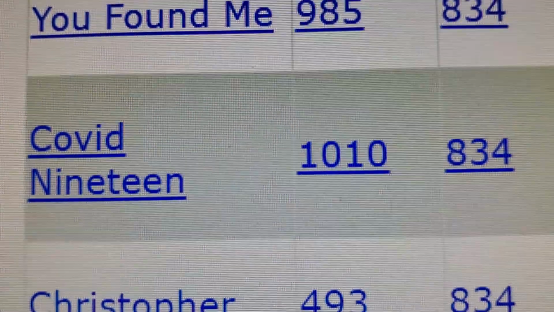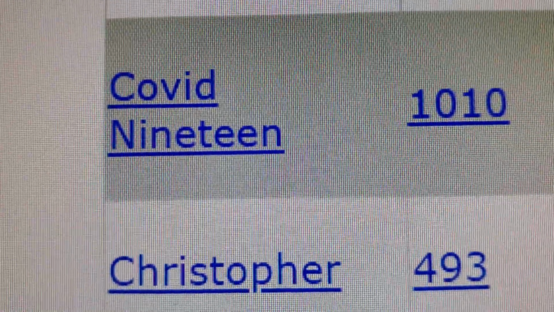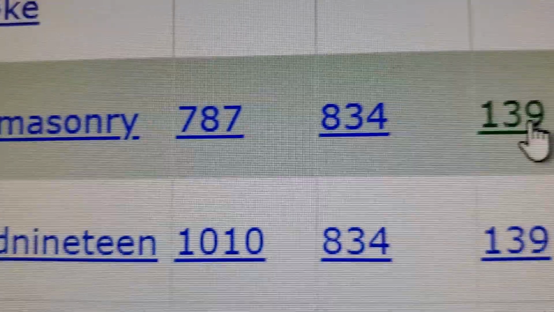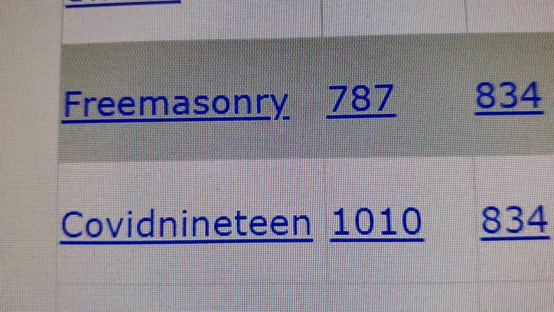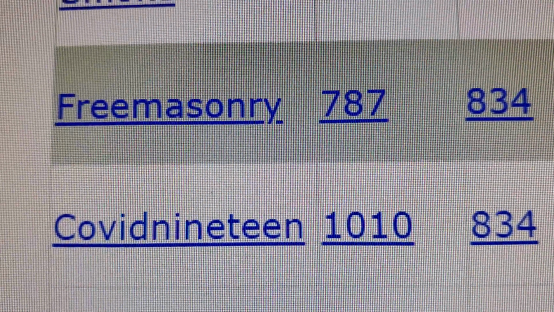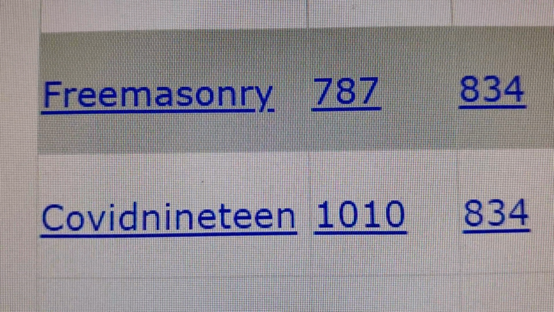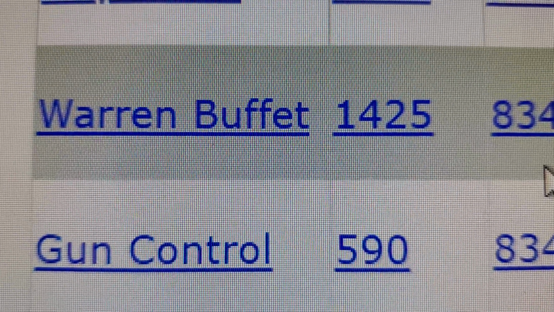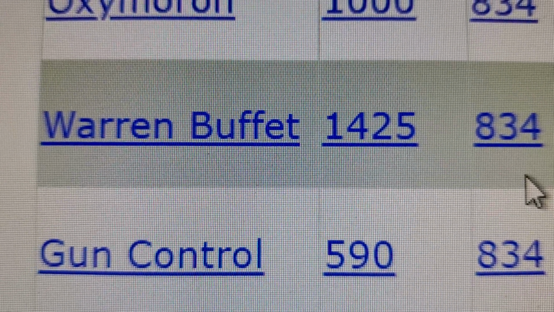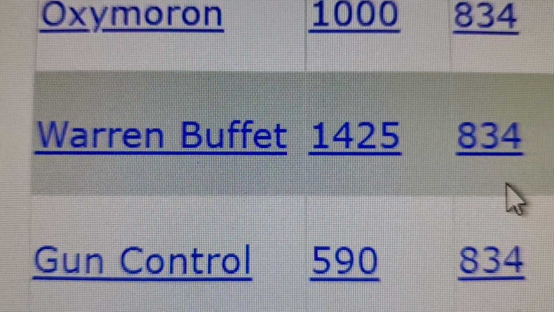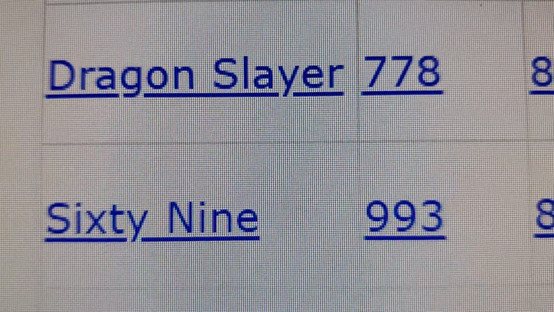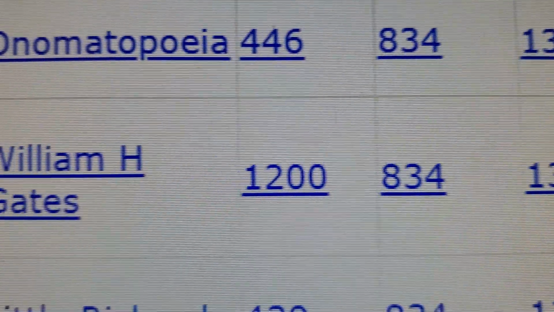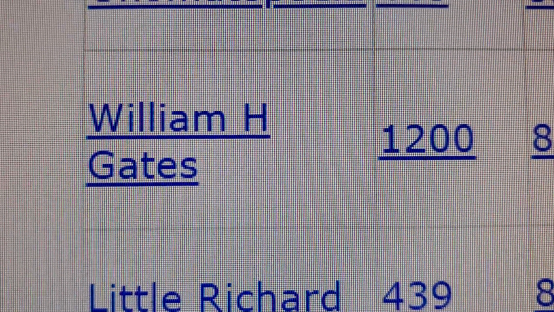So you've got the COVID-19, so that's the simple. So these are the simple gematria equivalents. You have Freemasonry and COVID-19 are both 139. So that's population. That's under the word population. They have it written up here too. You have Warren Buffett, and I'll tell you this goes deep, but we're going to get to that later. Ooh, there's Dragon Slayer. That's funny. And we have William Gates, who's also equivalent to 139, the English or simple gematria.